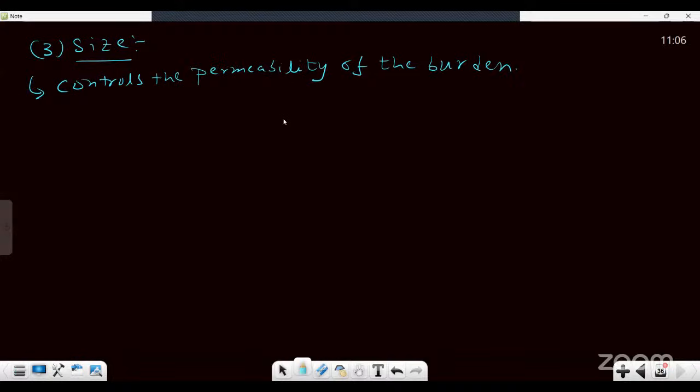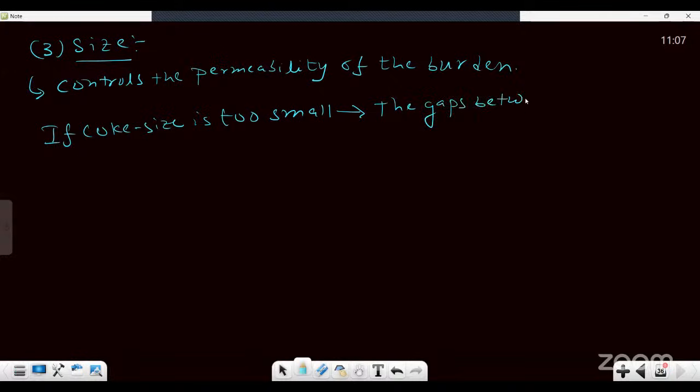Okay. So the size basically controls the permeability of the burden, right? Now, if coke size is too small, gaps between the particles are blocked and there is poor gas flow. So what happens? The gaps between the particles are basically blocked. And there is going to be poor gas flow, because permeability is reduced.